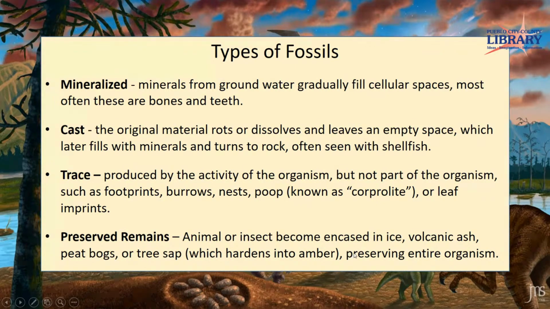So these things preserve the organism. They keep it from rotting, but they allow it to gradually dehydrate a little bit. So it becomes almost mummified. So we see that a lot with animals that came later than dinosaurs, like mammoths in particular.